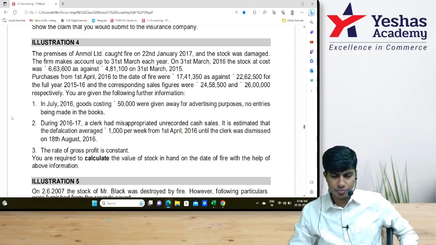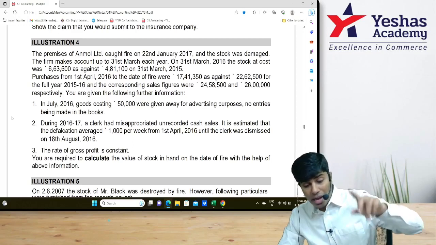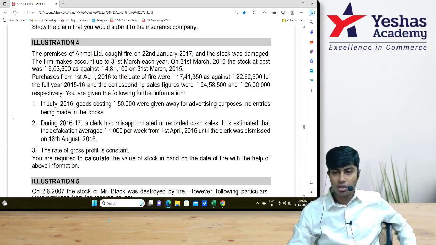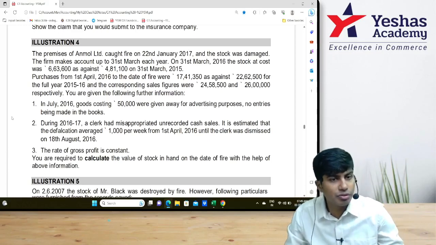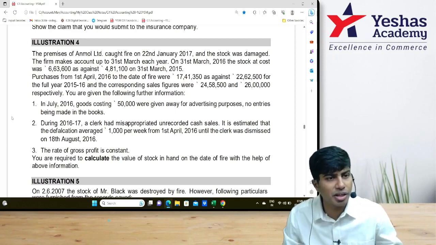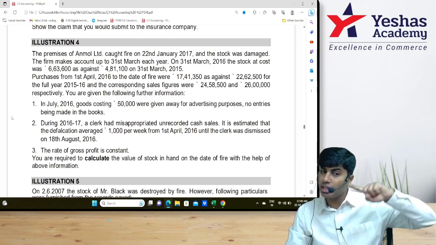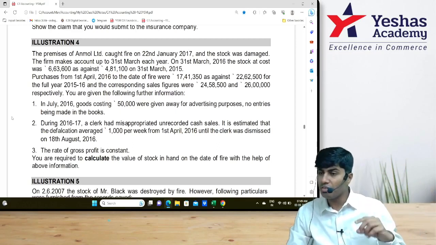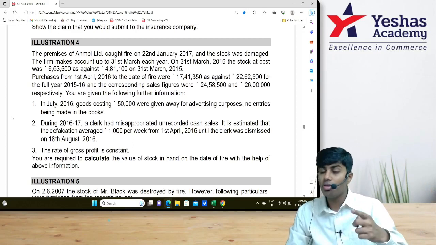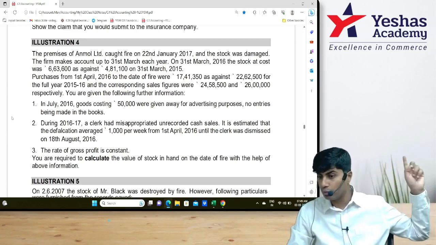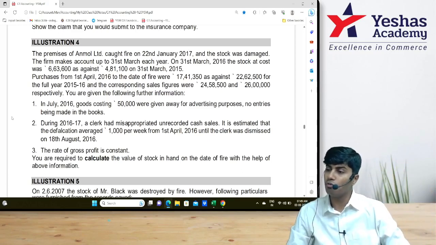Okay, continue. As against 4,81,800 on 31st March 2015. So that 4,81,800 is the closing stock of the year before the current year. Am I right? Where do we use that? We don't use it. Is it relevant for the memorandum trading account? The answer is no. This belongs to the accounting period before the year in which the fire happened. Why have they given this? Maybe they want us to prepare a trading account for the year before.